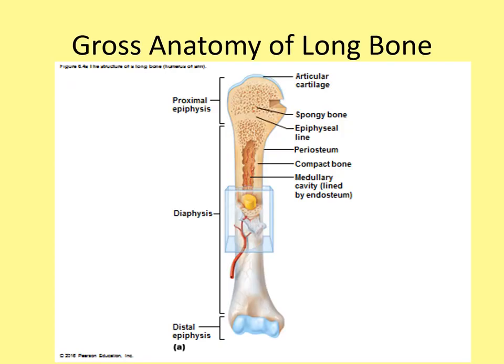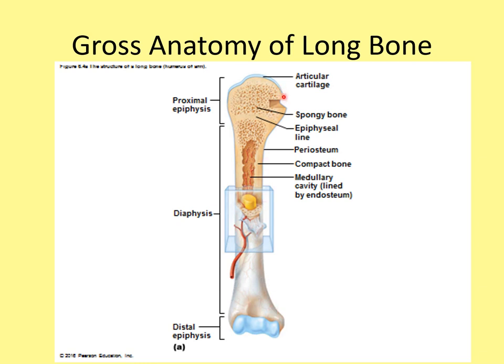This is showing the anatomy of a long bone. There are different terms that we will use with this. The diaphysis is what is commonly referred to as a shaft. It's this long section right through here. And then the epiphysis is going to be the ends. The proximal epiphysis is going to be closest to that point of attachment. The distal epiphysis is going to be further away from the point of attachment to the torso.